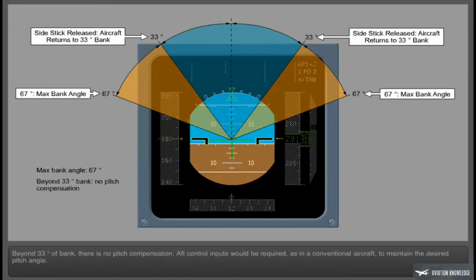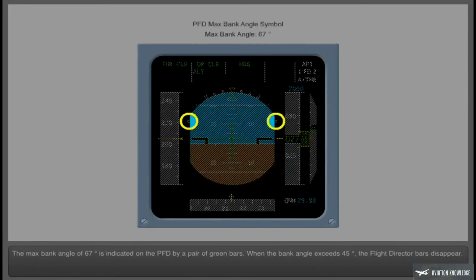Beyond 33 degrees of bank, there is no pitch compensation. Aft control inputs would be required, as in a conventional aircraft, to maintain the desired pitch angle. The max bank angle of 67 degrees is indicated on the PFD by a pair of green bars. When the bank angle exceeds 45 degrees, the flight director bars disappear.